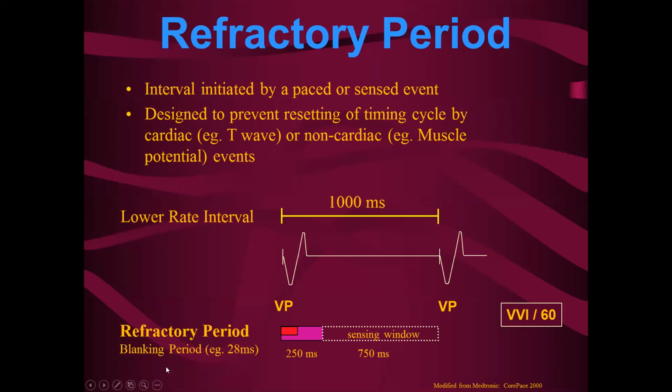The blanking period is at the initial portion of the refractory period, and it's usually a very short period, usually around 28 to 40 milliseconds. The purpose of the blanking period is that it is the absolute refractory period, so it will not see anything during this first portion.